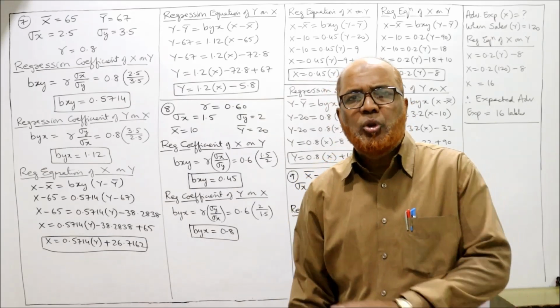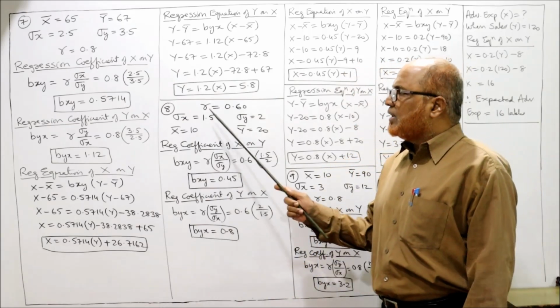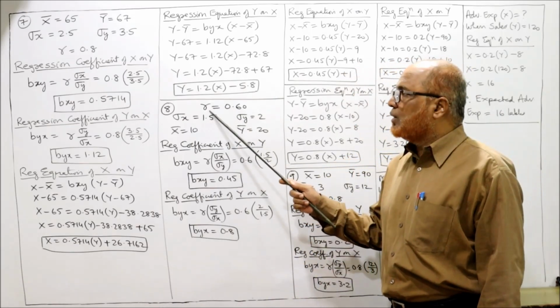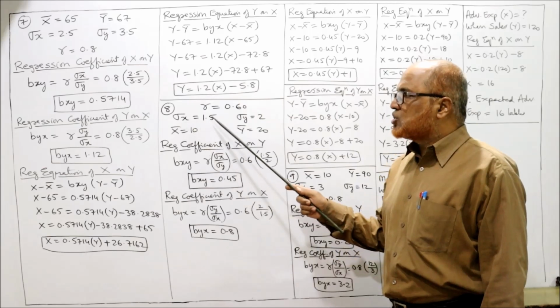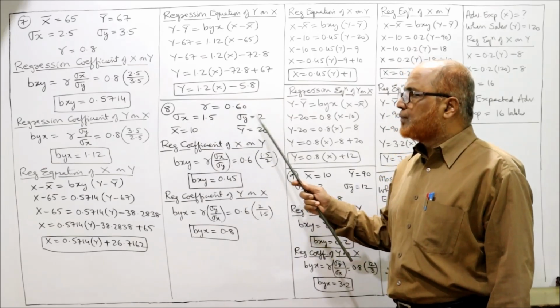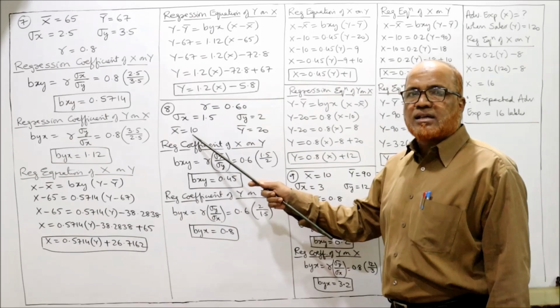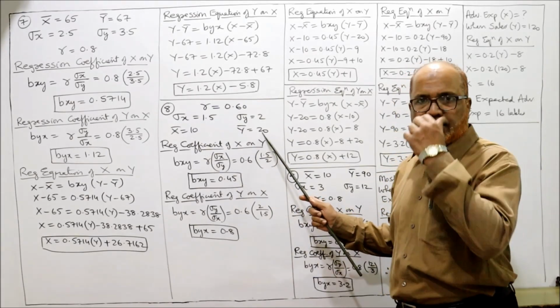Exactly similar, no change at all. So we are given R value 0.6, correlation coefficient. Sigma x, standard deviation of x, is 1.5, standard deviation of y is 2. X bar, mean of x, is 10, and mean of y is 20.